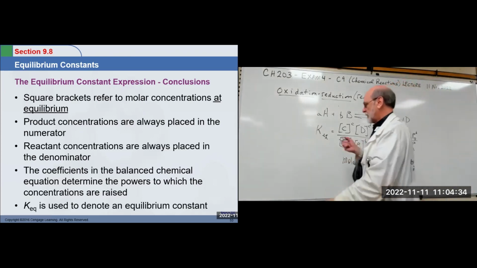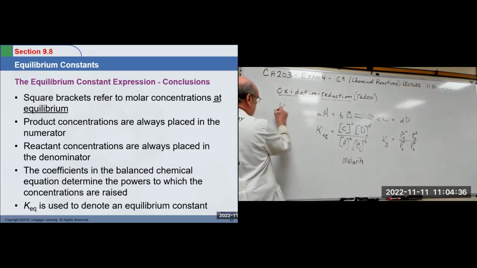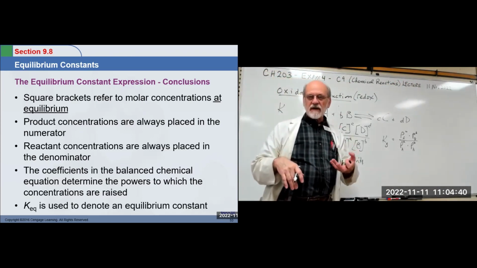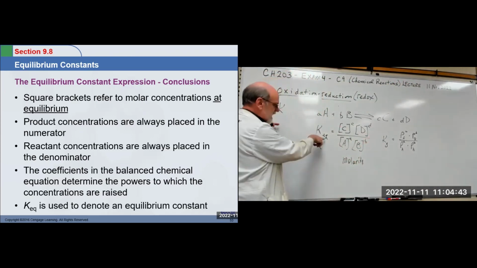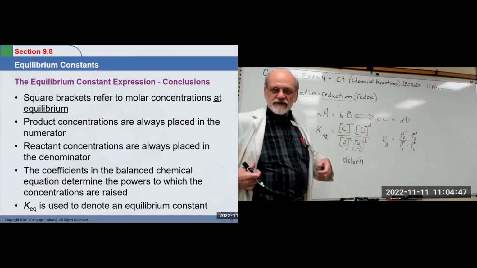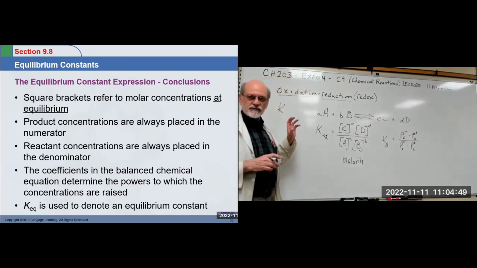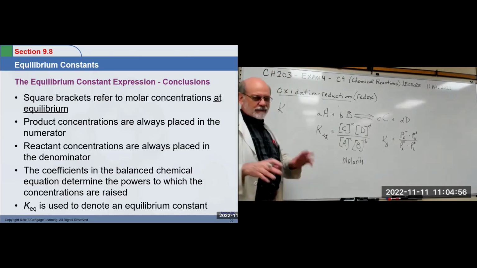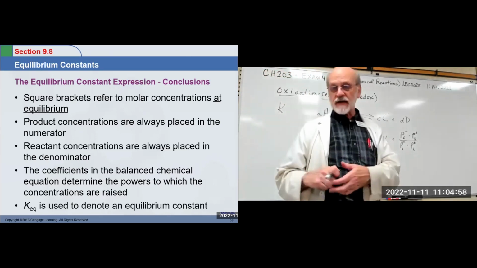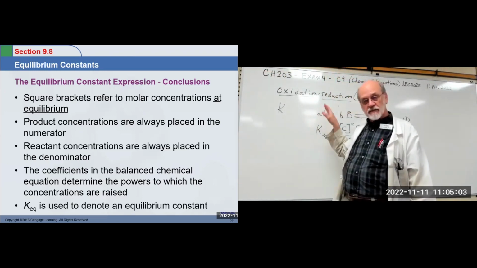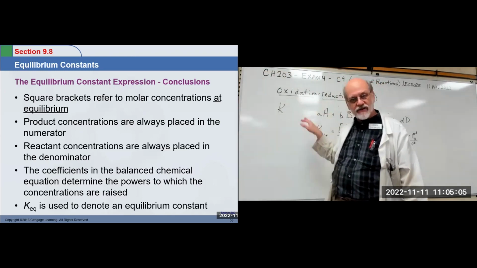Now, K can have various subscripts. In general, EQ is what we use for equilibrium. But sometimes we have subscripts that are specially assigned to different types of reactions. And I'm not going to say any more about that. Just be aware that you can have a different subscript for an equilibrium expression depending on the origin of the reaction.